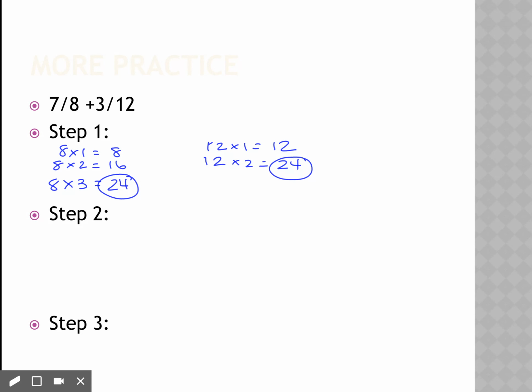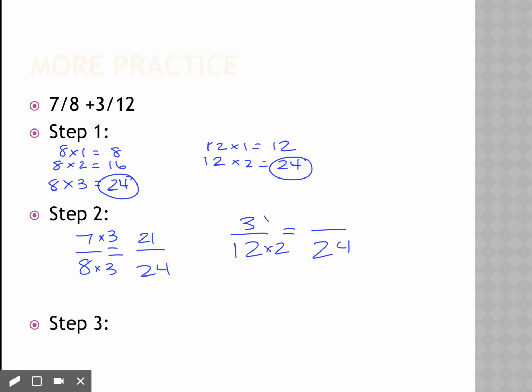So in step 2, I'm now going to convert both of my fractions into having that denominator of 24. So 7/8, 8 times 3 is 24. So 7 times 3 is 21. So 7/8 is equivalent to 21 over 24. And 3/12, I would have to multiply both my numerator and denominator by 2. So 3/12 is equivalent to 6/24.